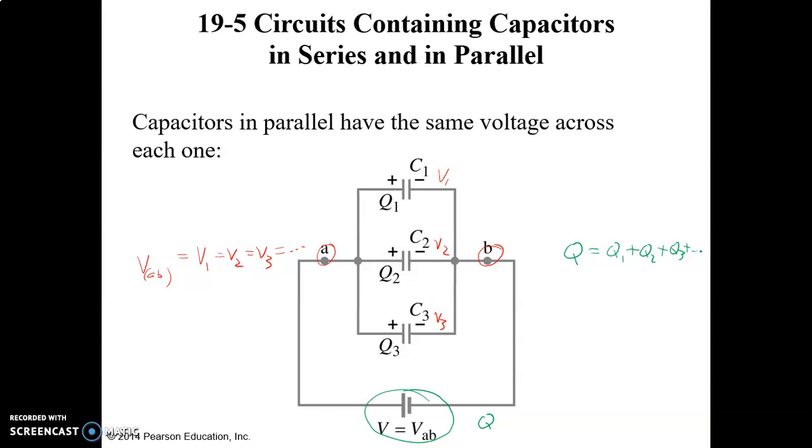So in parallel, just like we saw with resistors, the voltage drop across each resistor is the same, so the voltage gained on each capacitor is the same when in parallel. And just like with resistors, the sum of all the currents equals the total current. Likewise here, the sum of all charges across each capacitor is going to equal the total charge produced by the terminal.